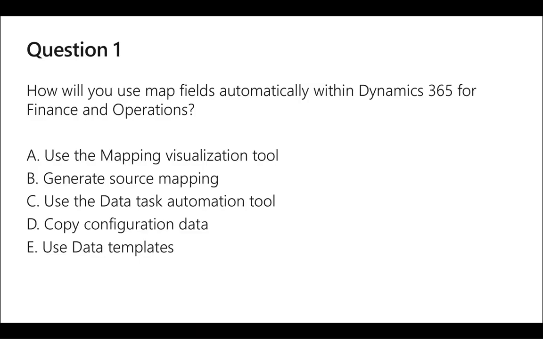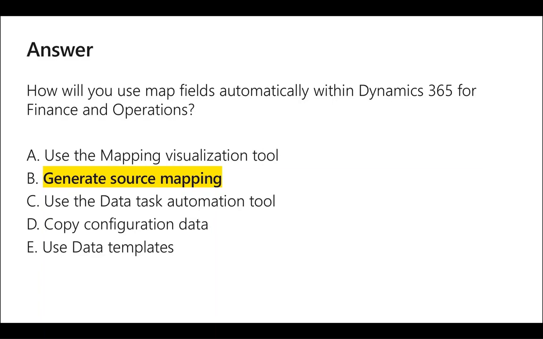Thank you. Practice questions. Question 1. How will you map fields automatically within Dynamics 365 for finance and operations? A. Use mapping visualization tool. B. Generate source mapping. C. Use data task automation tool. D. Copy configuration data. E. Use data template. The correct answer is generate source mapping.